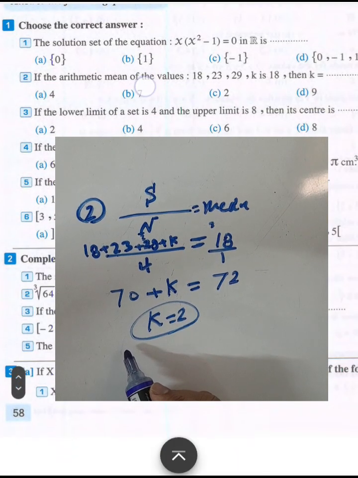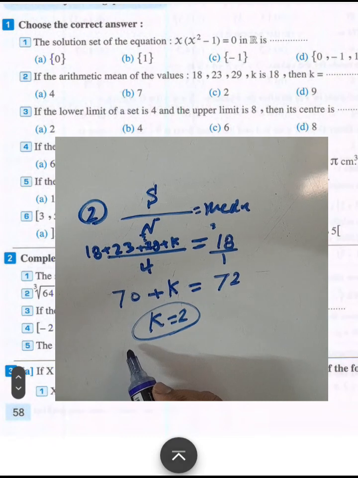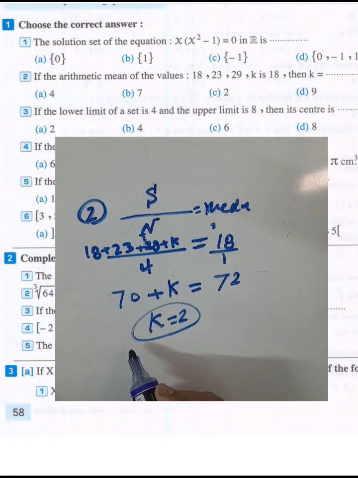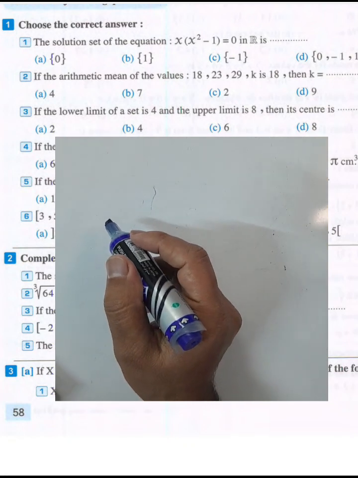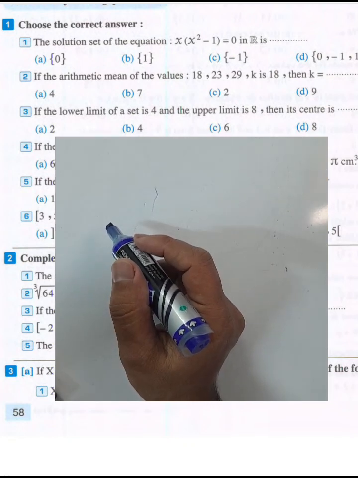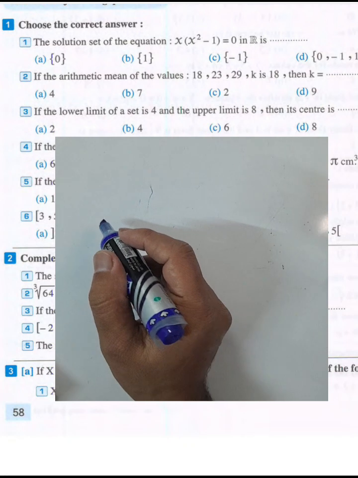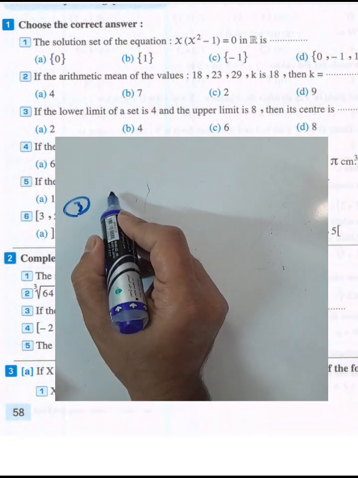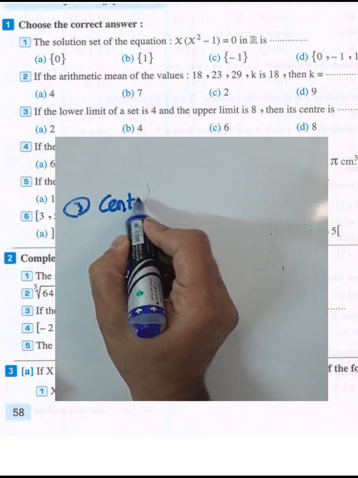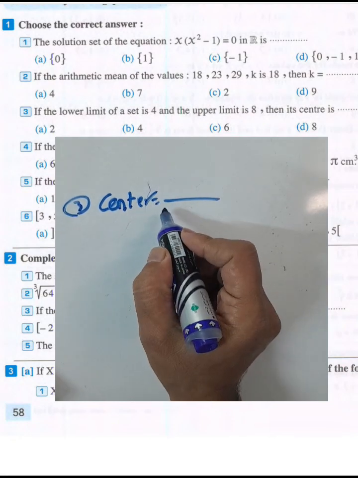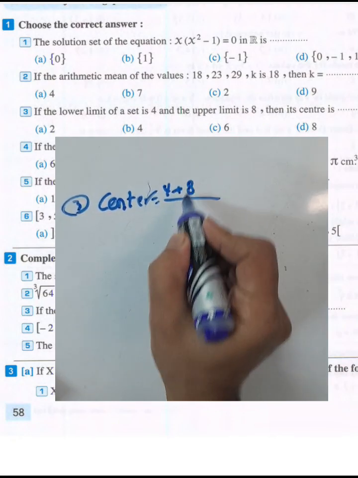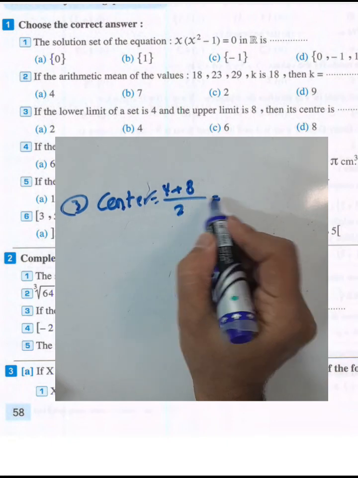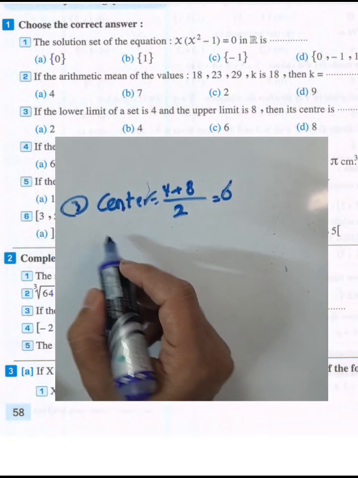Question number 3. The lower limit of the set is 4 and the upper limit is 8. Then the center will be what? We know the center equals the sum of the lower limit and upper limit, divided by 2. Then we can find the center. It will be 4 plus 8 divided by 2. It will be 12 divided by 2. Then the result will be 6.